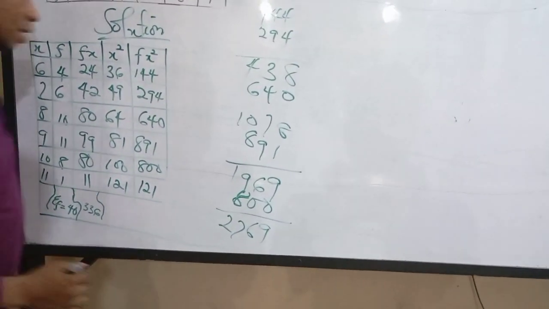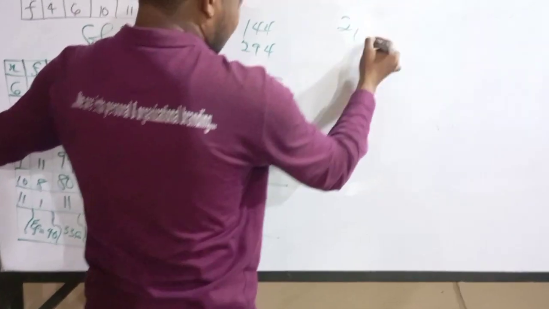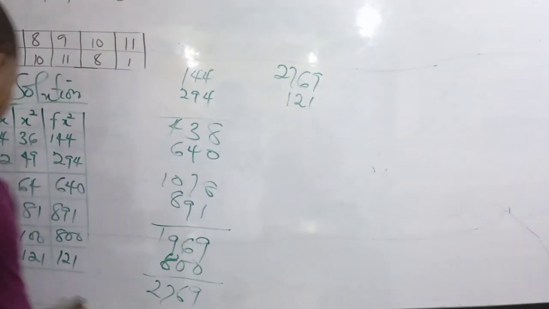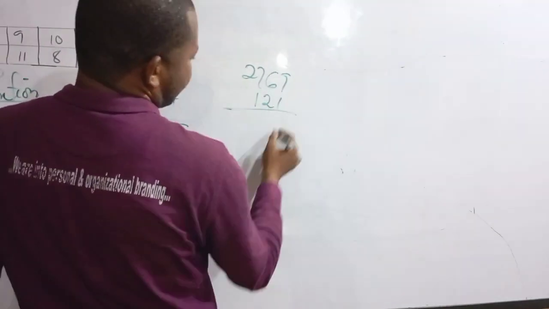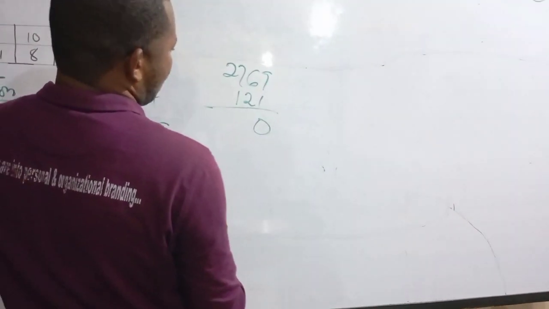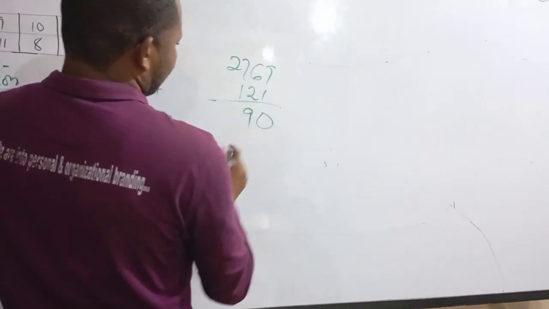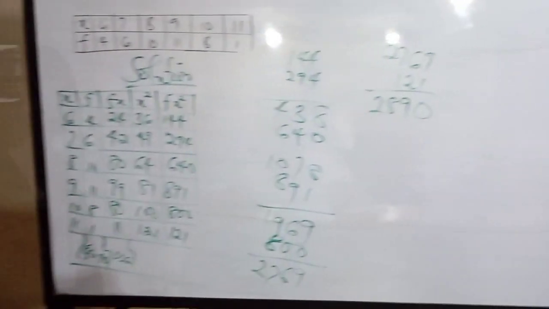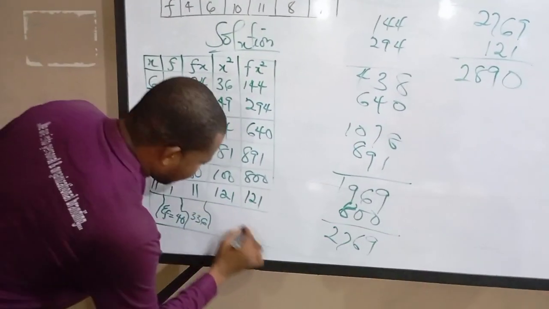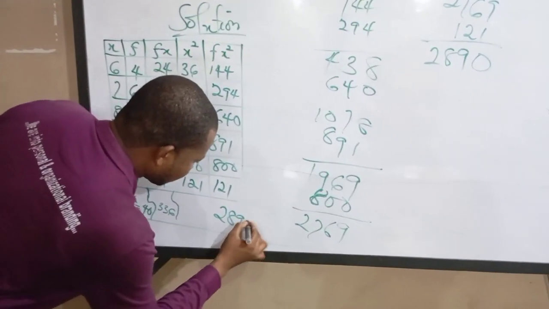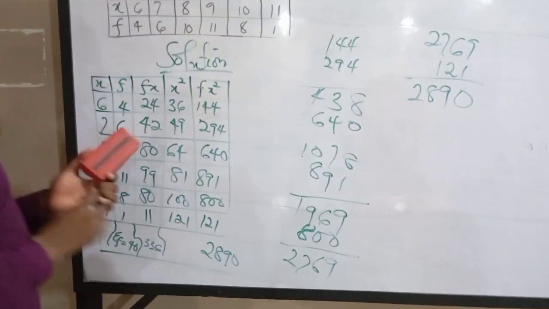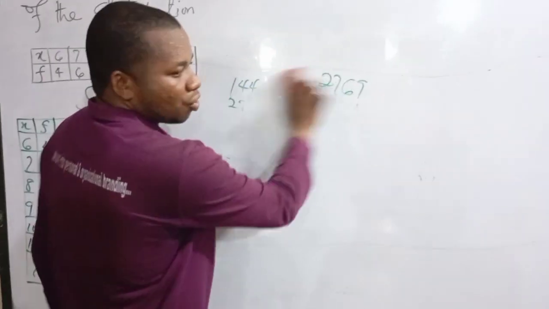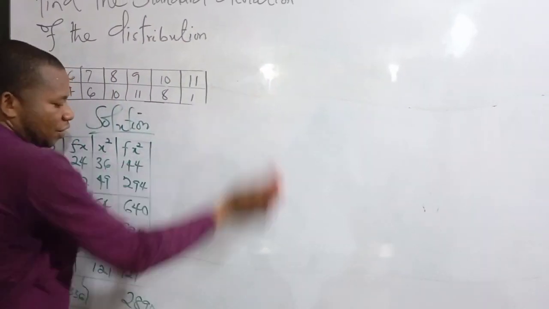And finally 121. 2769 plus 121. What will this give us? 10 carry 1. This is 8 plus 1, 9. 8, 2. That is 2890. So this one gives us 2890.